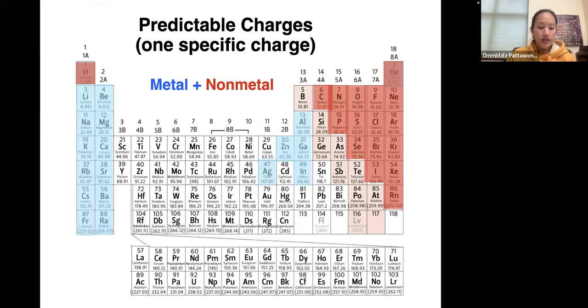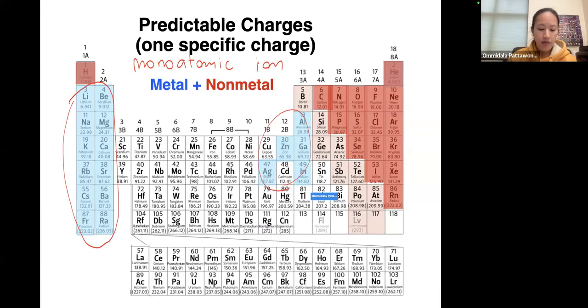All right, so I'm going to refer to this as one specific charge. These main group elements are going to have a specific charge, only one. Same thing with zinc and silver. I'm going to record these as monoatomic ions. Mono means one, and atomic means atom, so it is a one-atom ion. These are what we call monoatomic ions. The cations that I highlighted right here are monoatomic cations, and this one would be a monoatomic anion.